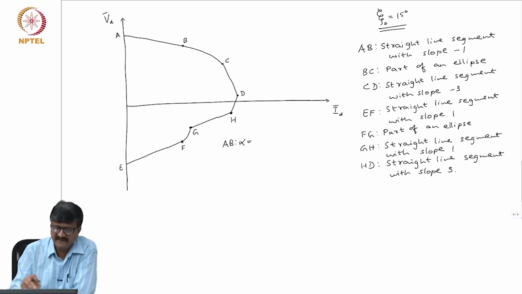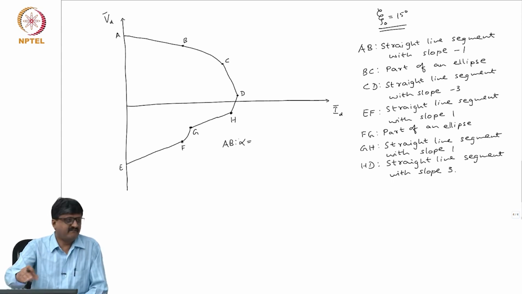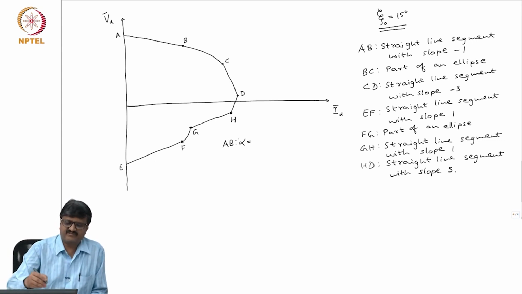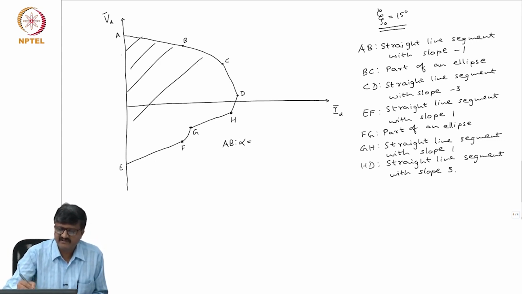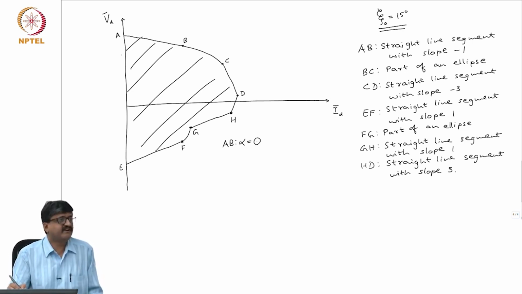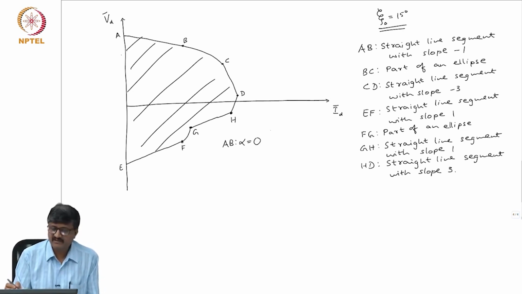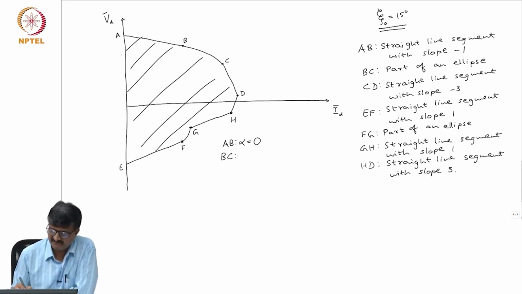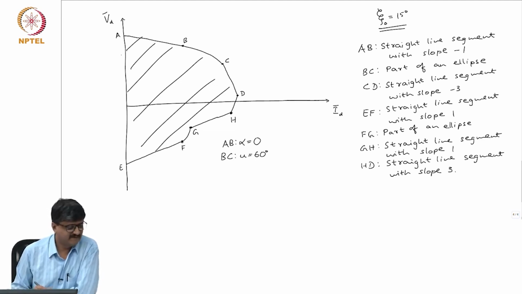See, this ABCDEFGH is a curve which gives the boundary of operation. Operation is not possible beyond this. This is the region of operation which is possible. Alpha is 0. So it actually corresponds to alpha equal to 0. Then if I take BC, it may not be very obvious what this corresponds to. I will give the answer. U equal to 60 degrees. It's part of an ellipse corresponding to U equal to 60 degrees.